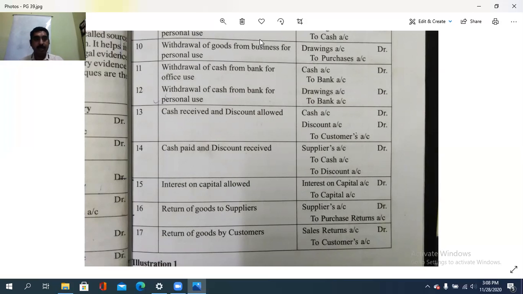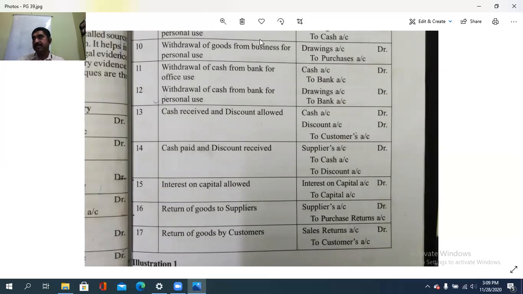That is, for a personal account, it relates to a person: debit the receiver and credit the giver. That means whoever receives, debit them, and whoever it goes from, credit them. That is one thing. So keep this in mind. Like the same, the second one is the real account. It actually relates to an asset. So debit what comes in and credit what goes out.